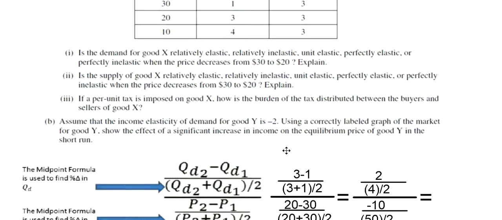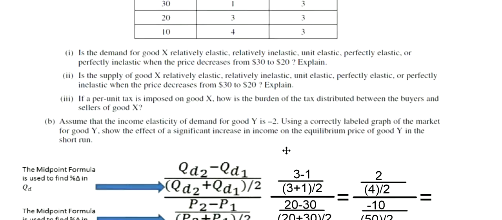So relatively inelastic because it's, no, I'm sorry, I said that opposite. Elastic, because it's over 1. The absolute value is over 1, so this is a good with an income elasticity that is relatively elastic, but it's also negative. And this is important when we think about income elasticity. So using a correctly labeled graph of the market for good Y, show the effect of a significant increase in income on the equilibrium price of good Y in the short run.